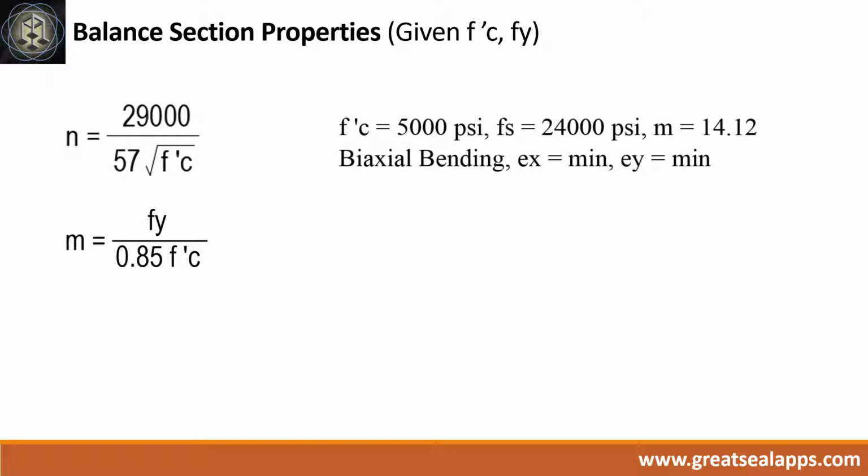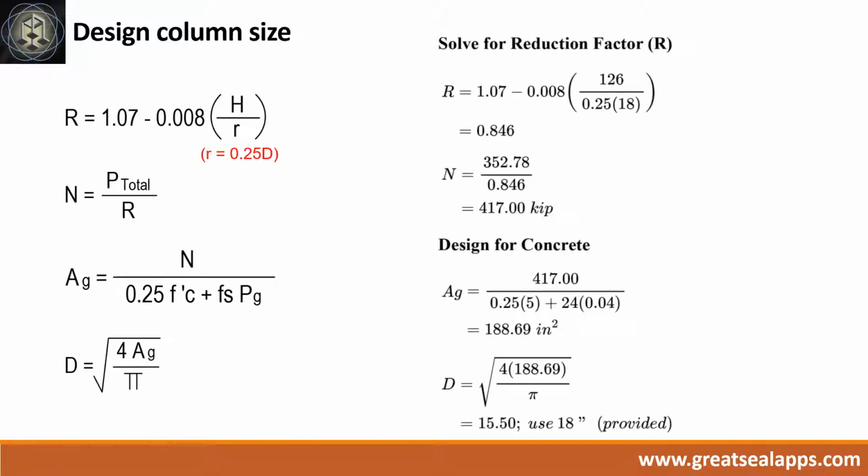follows: N equals 7.195, M equals 14.12. The reduction factor is 0.846 and the nominal load is 417 kips. The gross area of column is 188.69 square inches for a diameter of 15.5 inches. Use 18 inches diameter provided.